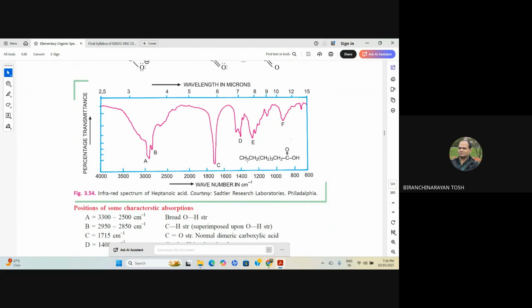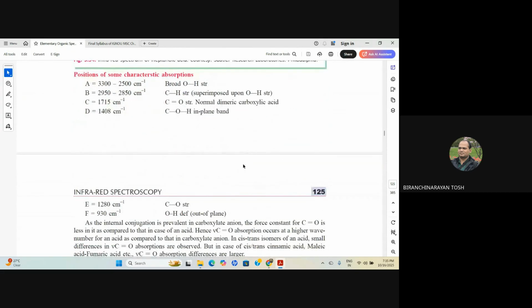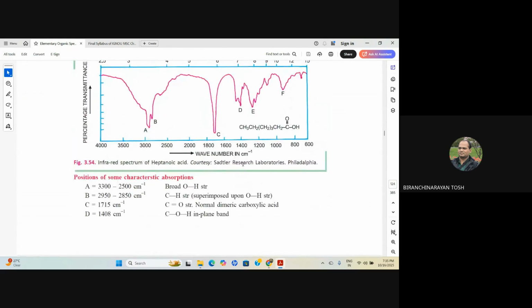You will also get a peak around 1408, and in the plain band you'll get noise like this. Moreover, at 1280 and 930, you will get the CO stretching and OH deformation.